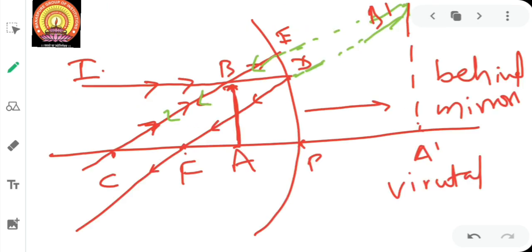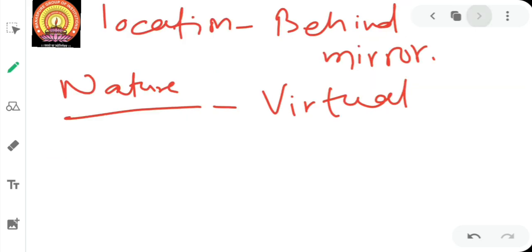Also, the image is not slant or bent in a downward direction. It is in the upward straight manner. It means it is erect. Virtual and erect. The image is virtual and erect.